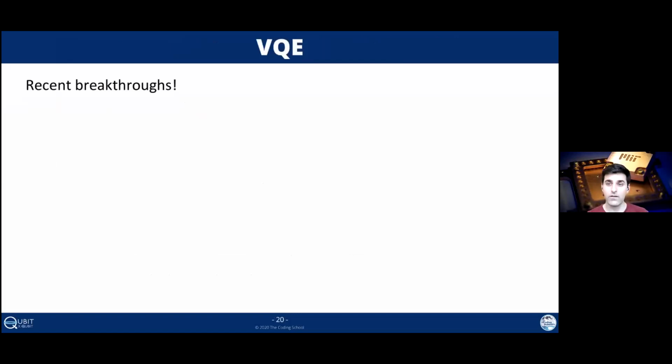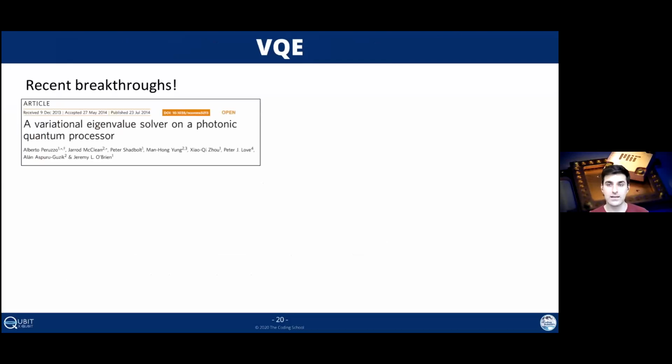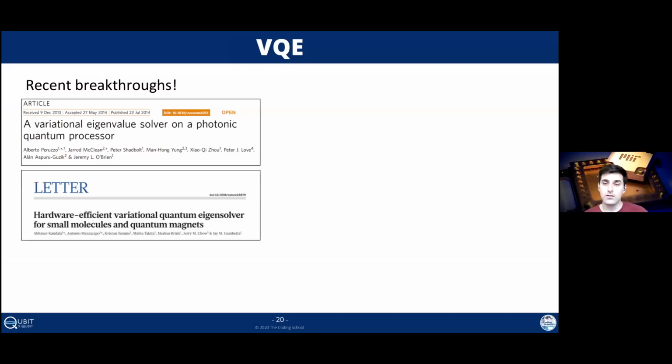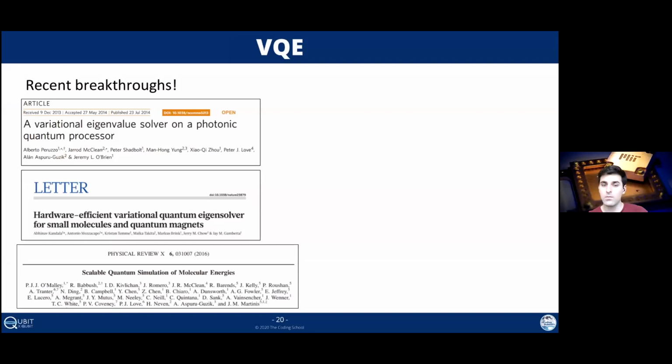That being said, VQE has had some recent breakthroughs, and by recent I mean over the past decade. The idea of VQE was introduced not that long ago, maybe 7 to 8 years ago. And this paper here is the first demonstration of a variational eigensolver, or VQE, on a photonic quantum processor. This article is actually open to the public. It's on Nature Communications, and you can go and read it. I would encourage you to at least try to look through it and see if it makes sense to you. Okay, let's see. And then a few years later, there was a demonstration of a hardware efficient VQE approach for small molecules and quantum magnets by the IBM team. People have also looked at scalable quantum simulation, again using VQE, of molecular energy.